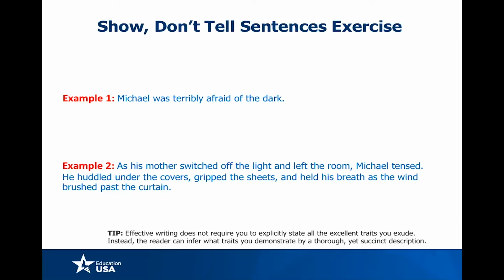Whereas the second example goes like this: "As his mother switched off the light and left the room," meaning as it got dark, "Michael tensed. He huddled under the covers, gripped the sheets, and held his breath as the wind brushed past the curtain." This gives somebody the feeling that Michael is scared because of the things going on, but he hasn't explicitly said the word terrified, afraid, or scared. And that is what effective writing is as well: although you're going to be direct, you also want to use concrete examples that show the qualities you're trying to convey.